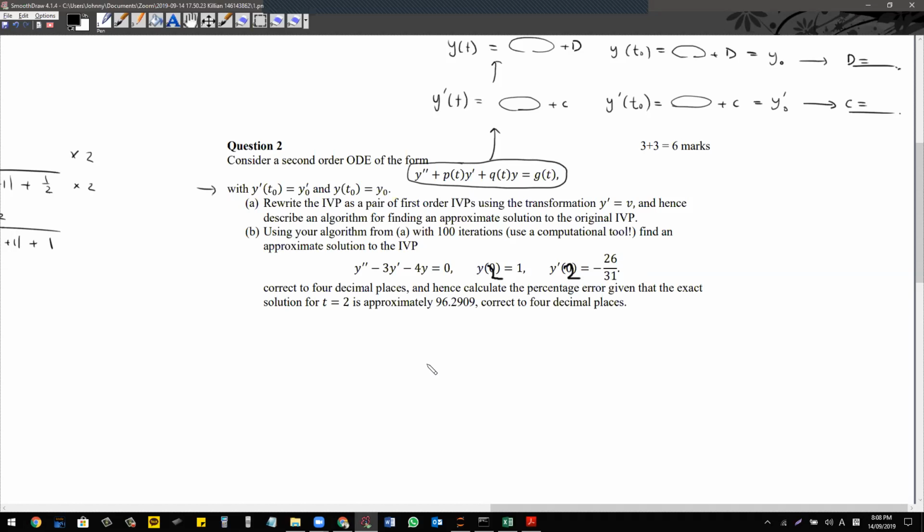Okay. All right. So when you write y dash as v, that's going to be v, and this is going to be v dash, right? V dash plus pt, and this is v plus y. It's going to equal to, what's this going to be?